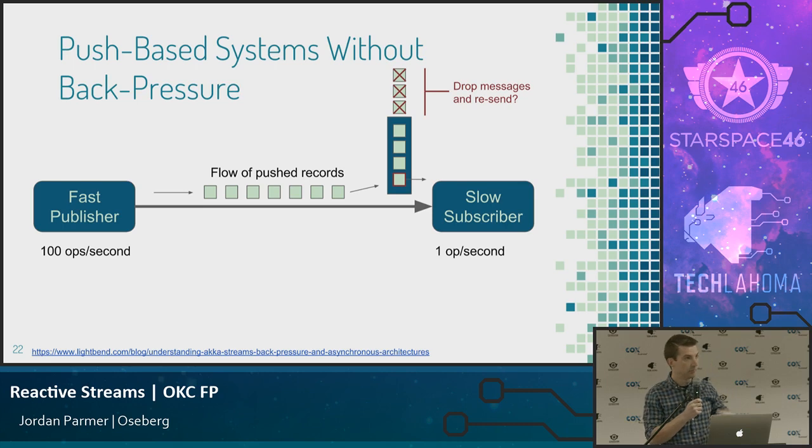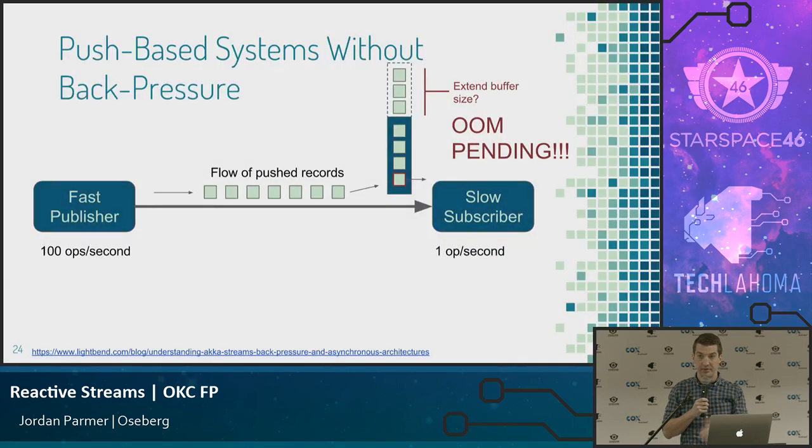We could drop them. Just throw them out and say, well, the buffer size is the buffer size. We could somehow communicate upstream that, I'll get to you later, resend them. But that's kind of complicated to handle. We could extend the buffer and say, well, we're going to have a small buffer, and then as we need to, we'll increase it and try to allocate more memory. But then eventually we're going to run out of memory, and we still have the same problem. So a push-based architecture is pretty hard to deal with.